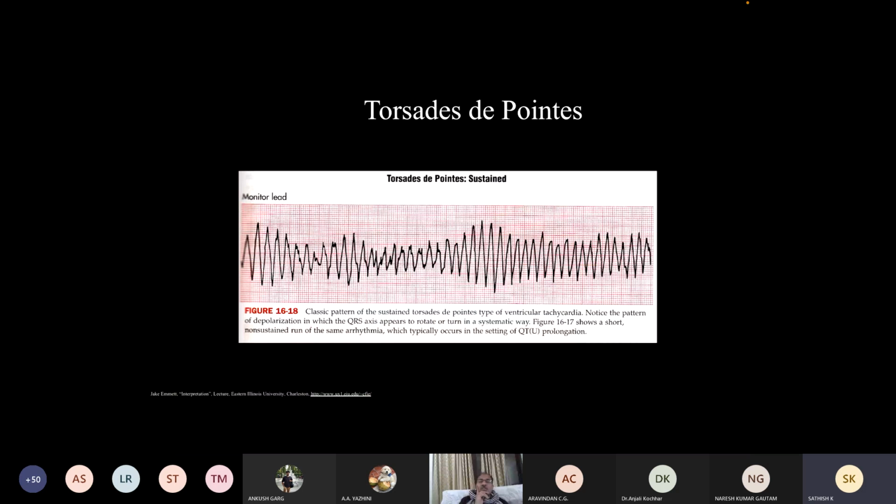Just stay on torsades de pointes. It is a twisting of the peaks of the QRS, and it may revert back to normal spontaneously. Sometimes electrical cardioversion is required, or magnesium sulfate is given, and any electrolyte imbalance has to be corrected in torsades de pointes. It is very dangerous. It may lead to ventricular fibrillation and cardiac arrest, so it's very important to identify it.